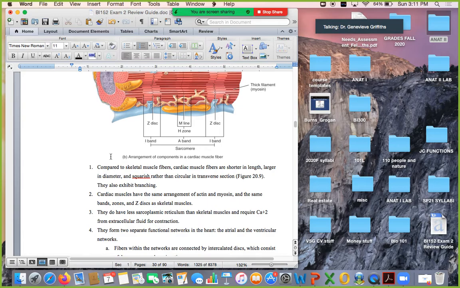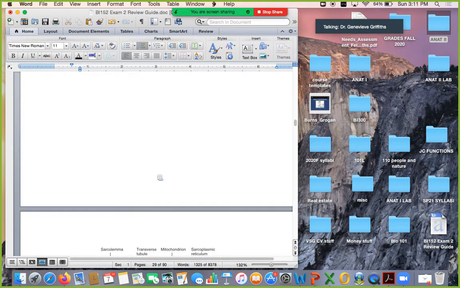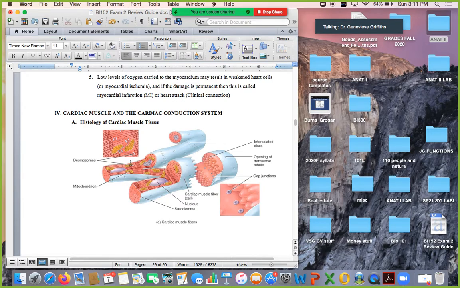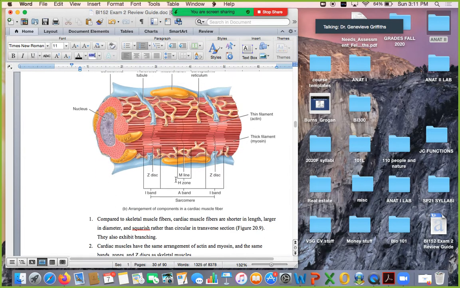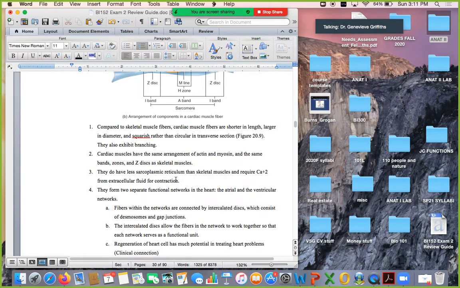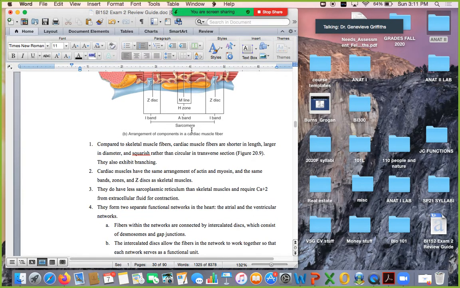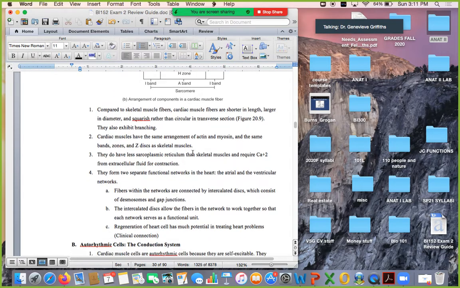But in comparison to skeletal muscle fibers, they're unique in that the cardiac muscle fibers are shorter in length but longer in diameter, and they look a little bit square when you look at a transverse section as opposed to circular, and they exhibit branching, and that's depicted here. You can see it kind of branches off. So one cell can actually split into a branch type shape, which allows us to have nice connections when we're pulsing constantly. But we have that same actin-myosin arrangement, the same bands, Z discs, and different zones as skeletal muscles. So all of this will look very familiar to the skeletal muscle section that we went over when we talked about muscle.